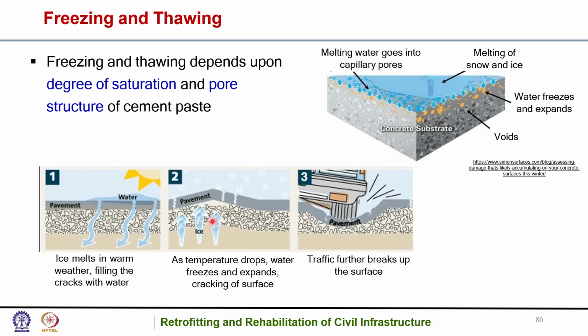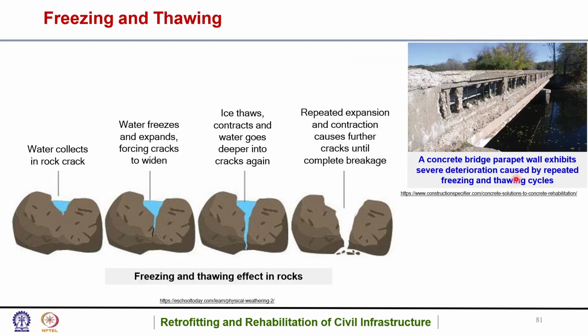And this cracking was further exaggerated when there was movement of vehicles. The traffic further broke up the surface, so this is a double effect, double damage. If you see the mechanism pictorially, melting water goes into capillary pores upon melting of snow and ice, and then the water freezes and tries to expand, and that results in the creation of voids. That is the mechanism basically.